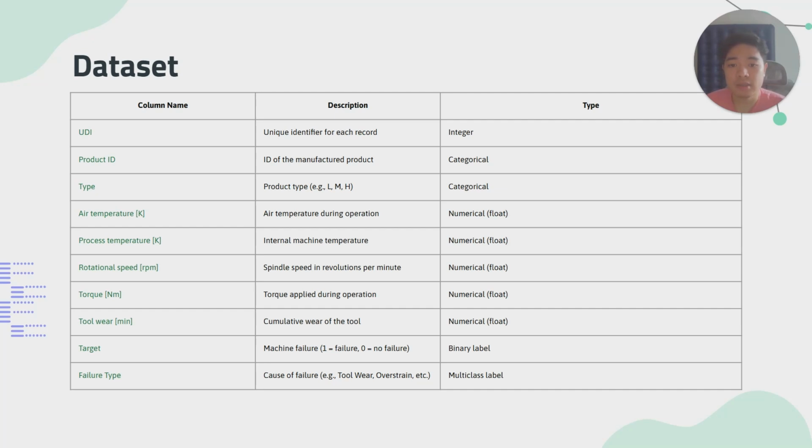The rotational speed and torque help understand how the machine was operating mechanically, the tool wear tracks the usage of the cutting tool, measured in minutes, and lastly, we have our target variables. The target column is a binary label indicating whether or not a machine failure occurred, 1 meaning failure and 0 meaning no failure. The failure type gives us more detail, specifying the cause of each failure, such as tool wear, overstrain, and others. So this would be the multi-class classification problem.